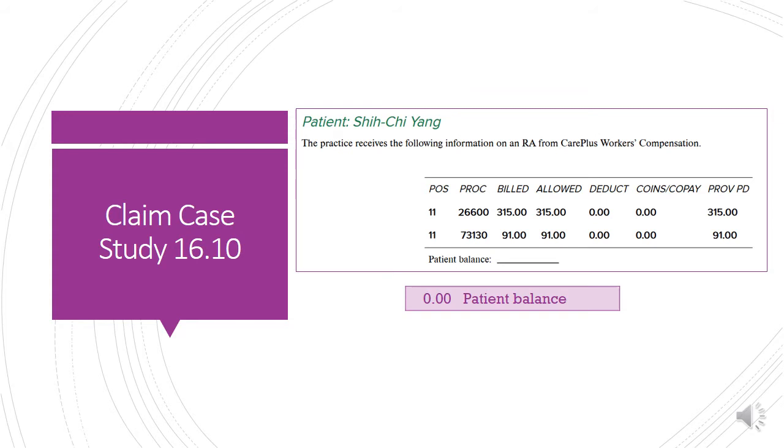Case study 16.10. Let's take a look at that. There is no deductible, no coinsurance. The provider was paid what was billed, which happens to be the same amount as the allowed amount. This is a workers' compensation claim, and that could be why the two are the same. Anyway, the patient doesn't owe anything. There are zeros in both the deductible and coinsurance columns. The patient owes nothing.